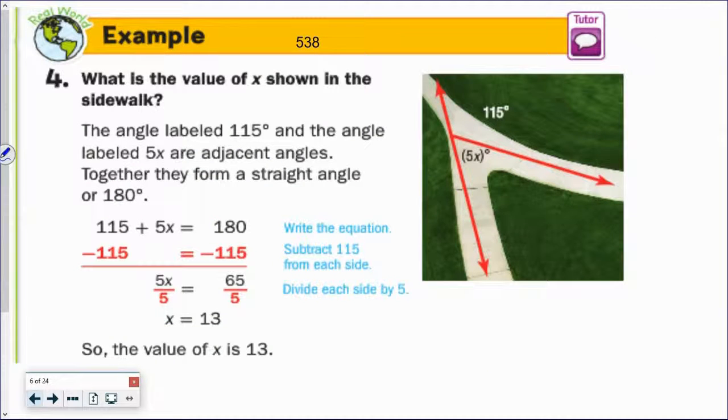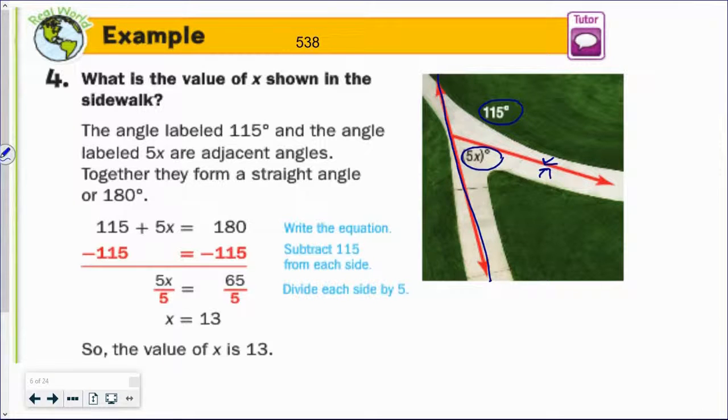Example 4 says, what is the value of x shown in the sidewalk? Well, if you look at these two angles, you have one 115-degree angle, and then you have one that says 5x degrees. Those two angles are not vertical. So we cannot do the same thing that we did on the previous example or on letter D or letter E. Instead, we've got to look at these two angles and go, okay, those two angles are adjacent because they're touching each other along this line.